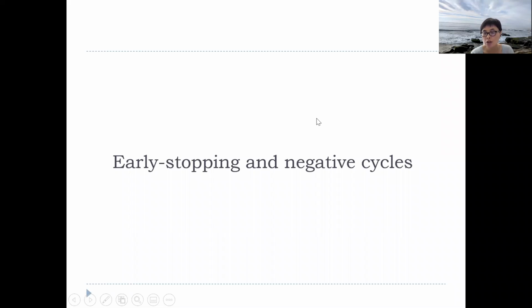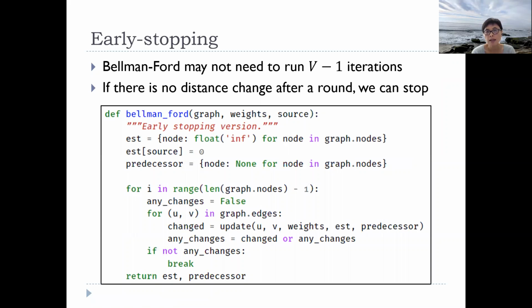Okay, so we just introduced the Bellman-Ford algorithm. There's one more thing I want to say about this algorithm. In particular, in the code right now, we run v minus 1 iterations. And again, you have to ask yourself, why do we run v minus 1 iterations?